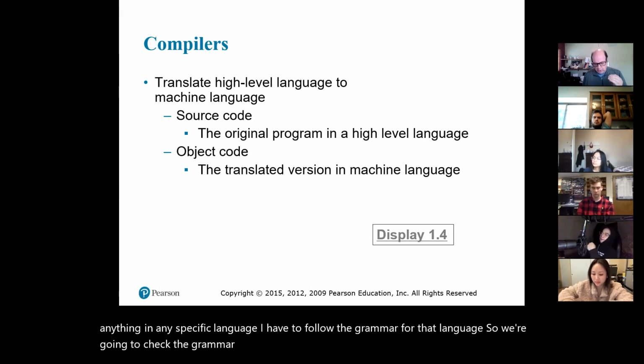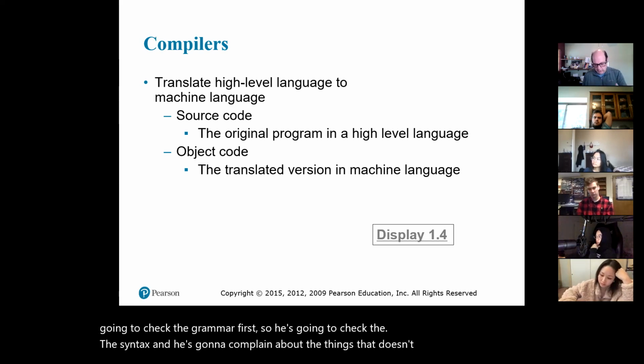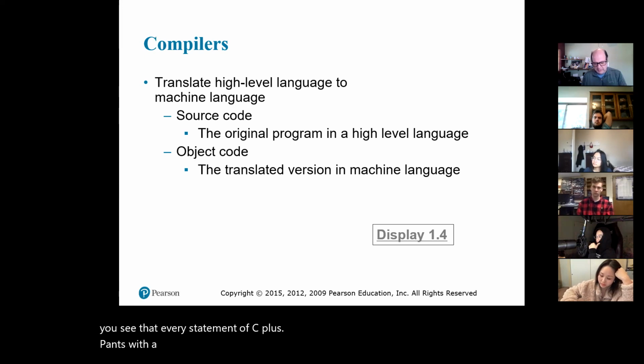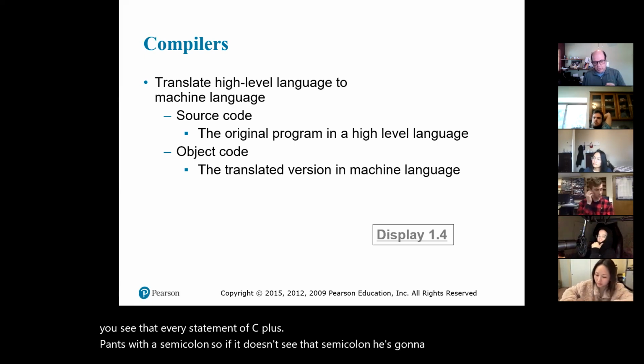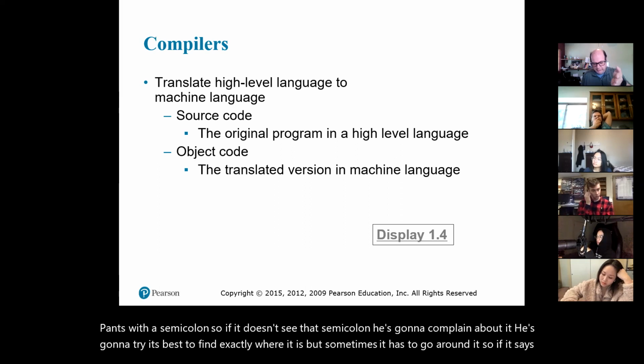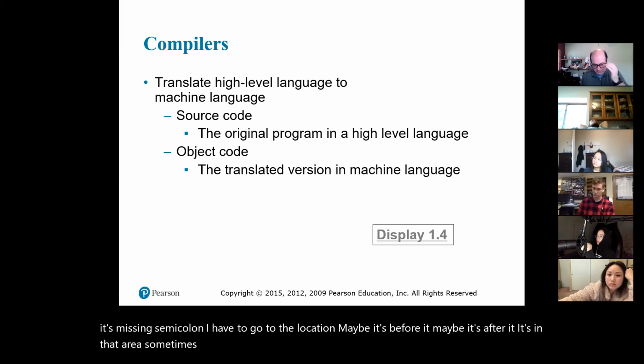So it's going to check the syntax, and it's going to complain about the things that it doesn't like. In our case, you see that every statement of C++ ends with a semicolon. If it doesn't see that semicolon, it's going to complain about it. It's going to try its best to find exactly where it is, but sometimes it has to go around it. So if it says it's missing a semicolon, I have to go to the location. Maybe it's before it, maybe it's after it. It's in that area. Sometimes it cannot tell you exactly where it's supposed to be.